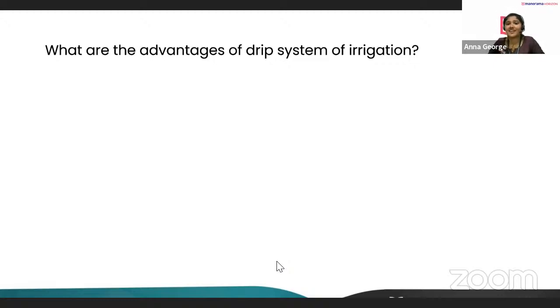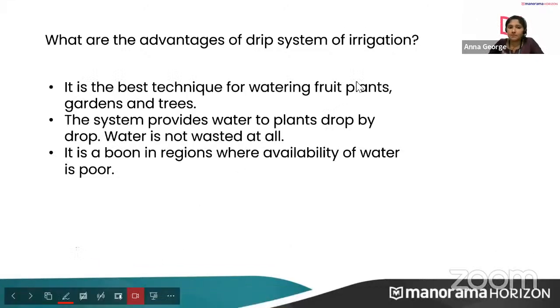In the drip system, it is a way to save water, so it is applicable for places like Rajasthan. Yes, very good, Devwala. So in places like Rajasthan, there is drought, so in order to save water, they can use this drip system. It is the best technique for watering fruit plants, gardens, and trees. The system provides water to plants drop by drop. Water is not wasted at all, and it is a boon in regions where water availability is poor.